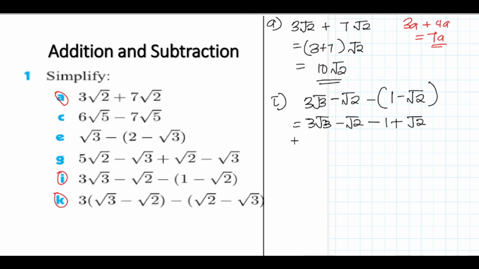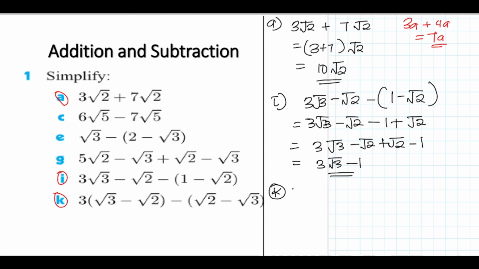And then if we collect like terms here, we have 3 root 3 minus root 2 plus root 2 minus 1. Minus root 2 plus root 2 will cancel out each other because they are negative and positive. So we have 3 root 3 minus 1. So the simplest form of this surd is 3 root 3 minus 1. And that is how you can simplify surds.